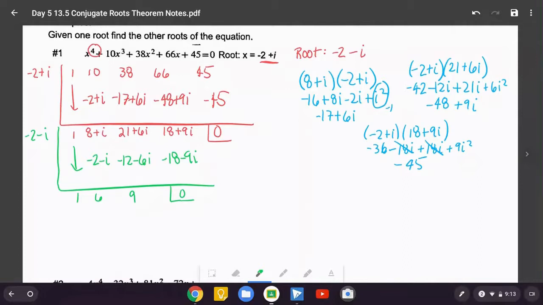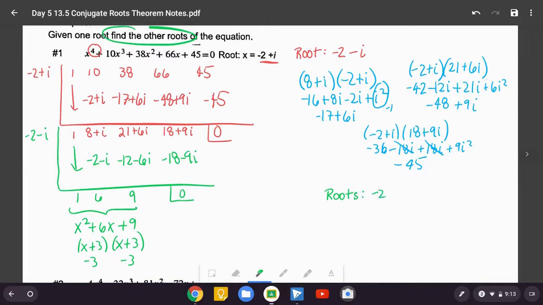original polynomial. And then now I'm down to a quadratic, which is x squared plus 6x plus 9. And this is factorable, so I'm going to factor that into x plus 3 and x plus 3, which gives me 2 more roots. So my final solution is, find the other roots. All of my roots are -2 plus i. They gave that to me. -2 minus i, -3, and -3.